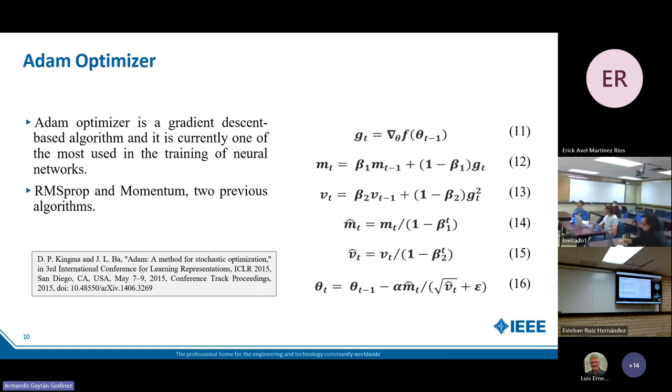The Adam optimizer is an algorithm based on gradient descent and is currently one of the most used in training neural networks. Adam combines RMSprop and momentum, two well-known previous algorithms. The first calculation in the iteration is the gradient, with respect to the network parameters, of a specific loss function F. Then come the exponential mean of the gradient and the exponential mean of the square of the gradient. Next, operations attenuate the bias caused by initialization. Finally, equation 16 gives the new values of the parameters, where alpha is the nominal learning rate and epsilon is a small positive value to avoid numerical problems.